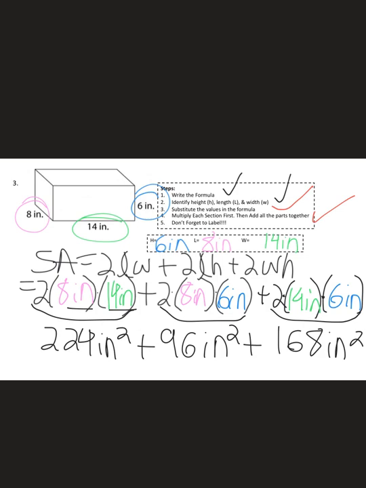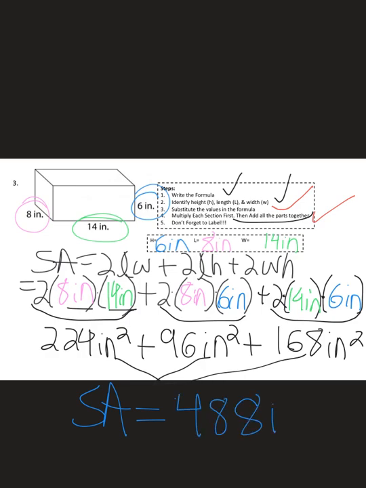And now I need to add all the parts together. So what's 224 plus 96 inches squared plus 168 inches squared? If you plug that directly into your calculator, you're going to get surface area equals 488 inches squared. So we need that many inches of wrapping paper in order to cover our present.